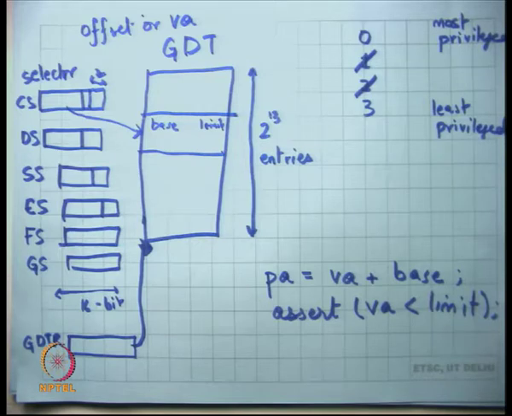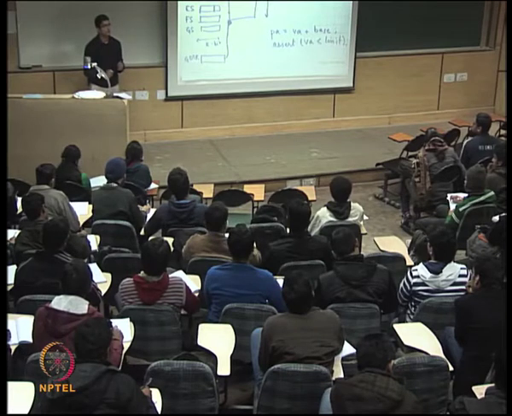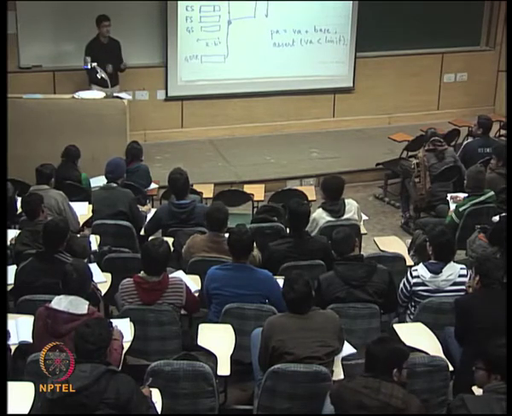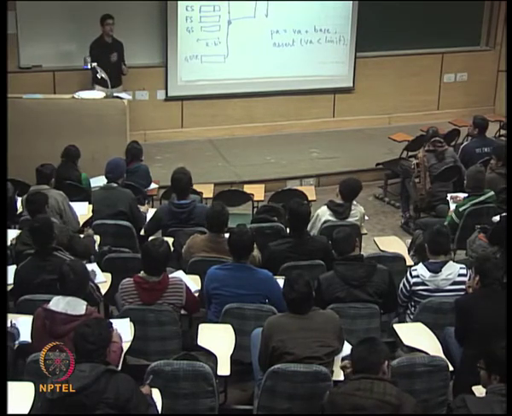Interesting, so great question. A process can modify its CS, and if it does, then it can change its privilege level at will. So the hardware also makes sure that only certain types of modifications are allowed.